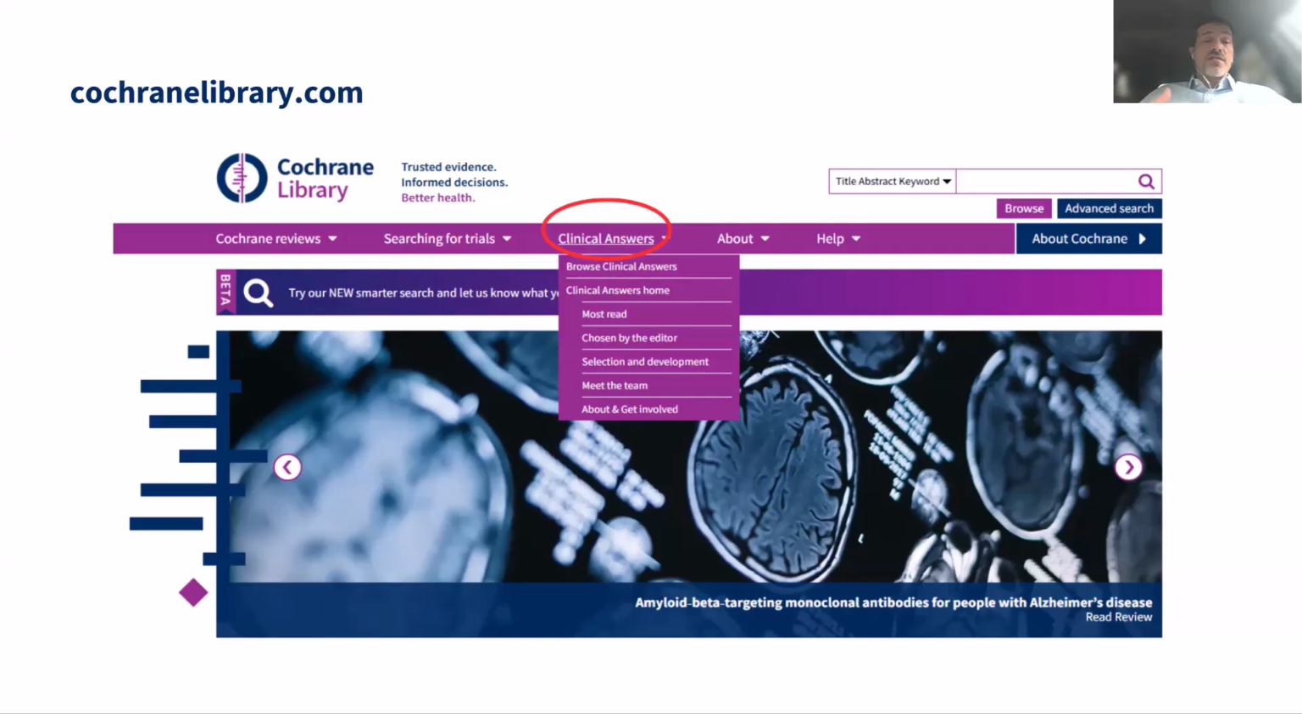And then you can select things such as the most read clinical answers, where we're trying to put down the most read, and that's updated monthly. You can have ones that are chosen by me as the editor-in-chief. That usually dovetails, and we'll talk about this in a few slides, with some of the overall Cochrane scientific strategy. We talk about how we select CCAs. We talk about how we develop them, in case you haven't had a chance to sit through this webinar. And you can, of course, meet the team and learn about how to get involved.